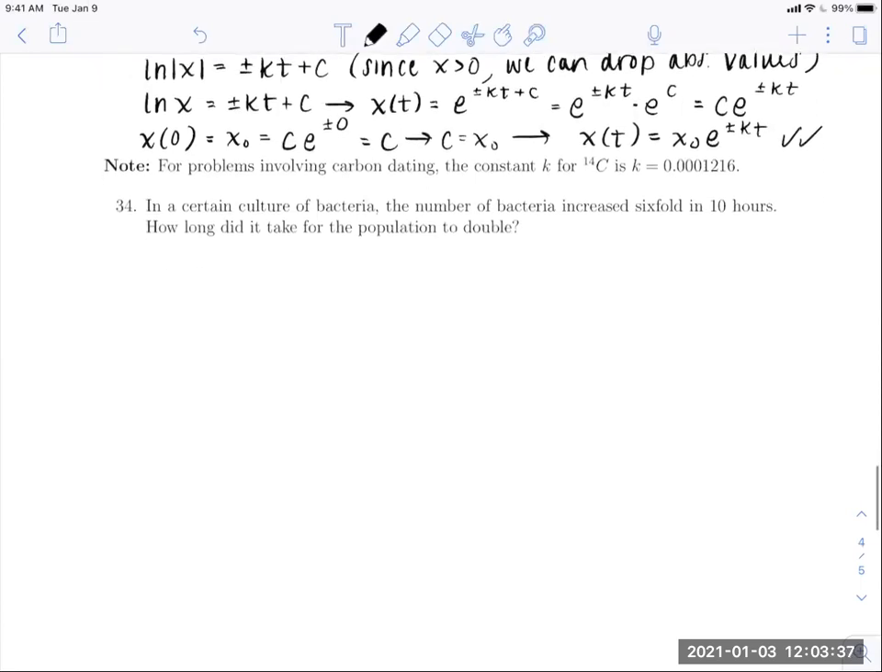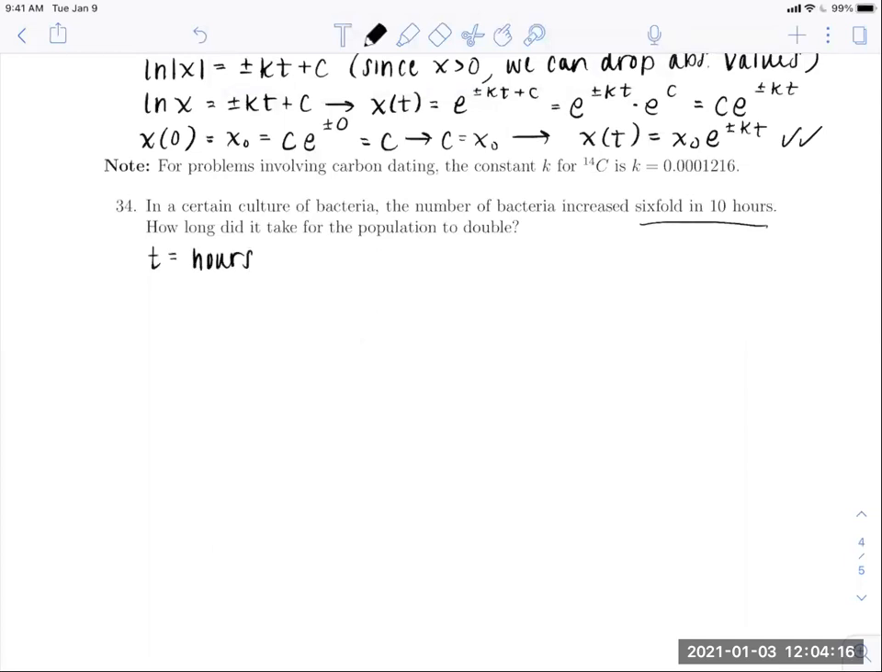All right, so let's look at an application of the natural growth equation. Says in a certain culture of bacteria, the number of bacteria increased 6-fold in 10 hours. How long did it take for the population to double? All right, so first of all, how are we going to express this piece of information? That the number of bacteria increased 6-fold in 10 hours. I'm going to let t be the number of hours. Now, this is a decision or a choice that I'm making. If you wanted to do it in terms of minutes, that's fine. You would just need to convert everything.